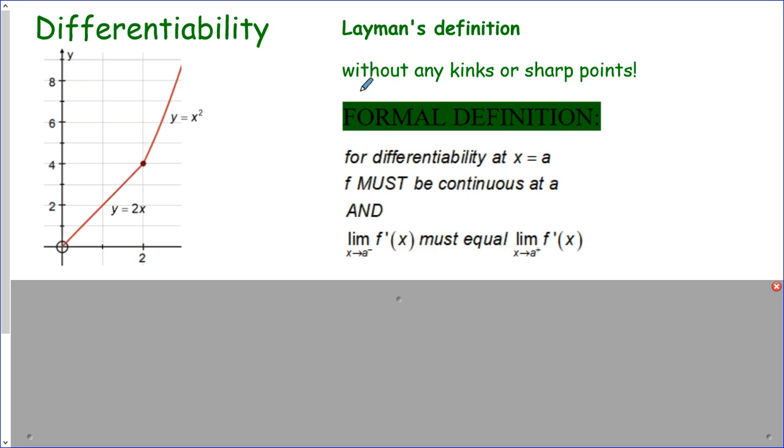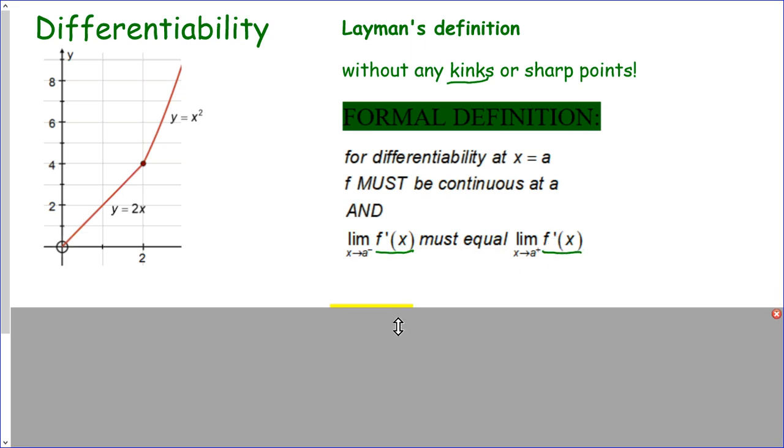All right, a function is differentiable if it doesn't have any kinks or sharp points as we kind of trace it. And here, this thing's got a kink here. All right, now, really, really important. For differentiability at x equal a, the function must be continuous at a, and the limit of the derivative from below a, the left-hand limit, must equal the right-hand limit of the derivative as we approach a.